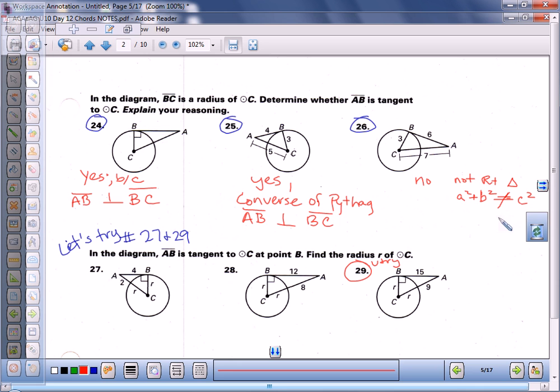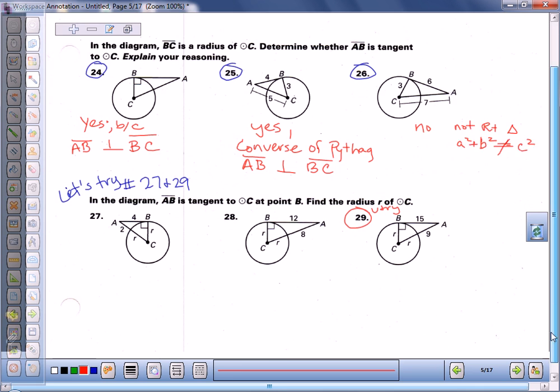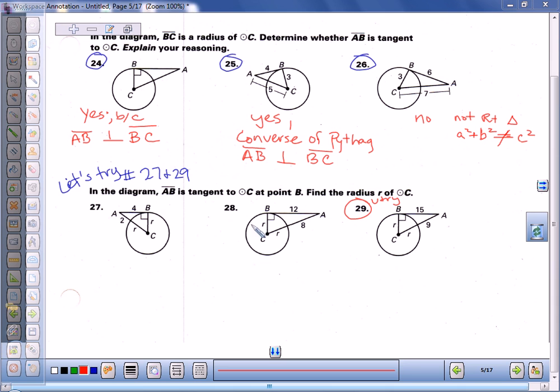Any questions? No. Okay. I did not ask you to do 27 and 29, but we did one like this in class. So let's do 27 together, and then I'm going to give you 29 to try. It says find the radius if AB is tangent to circle C.